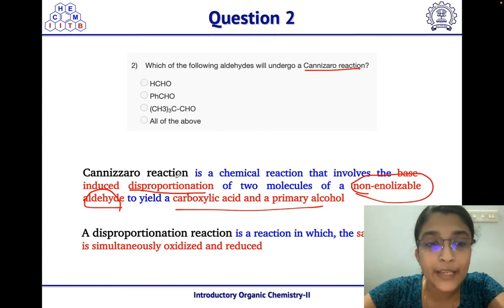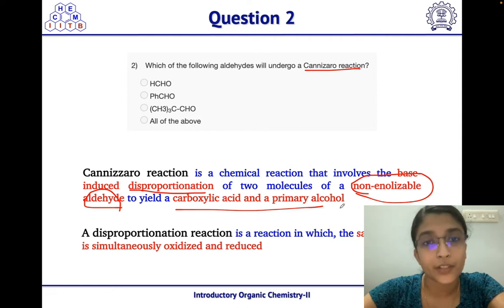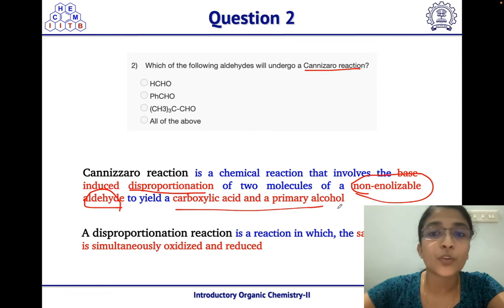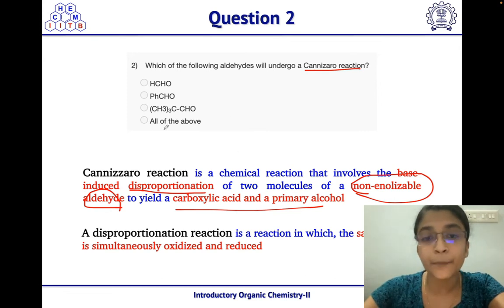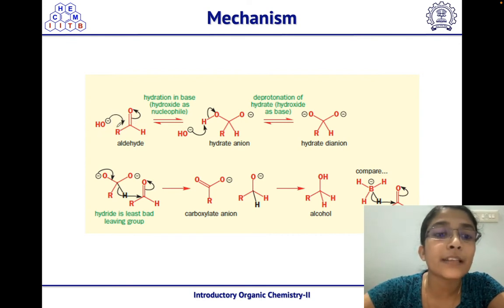So the Cannizzaro reaction is also a disproportionation reaction. Here a non-enolizable aldehyde will undergo reaction to give a carboxylic acid and a primary alcohol. We will see the mechanism of the Cannizzaro reaction before discussing the answer to this question. So here we have an aldehyde and a base. Here the aldehyde is non-enolizable, so the base cannot abstract any proton from the aldehyde.